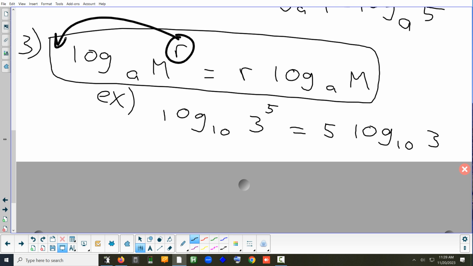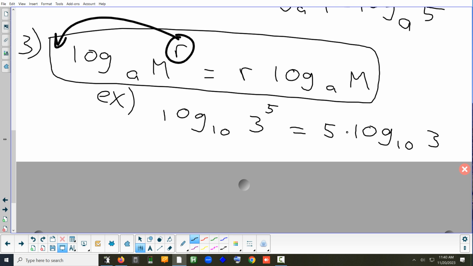What that's called is writing the exponent as a factor, because you've changed it to multiplication in front of the log. So that's called expressing the exponent as a factor. Instead of having 3 to the 5th power, now you have 5 times something. So you made the 5 a factor.